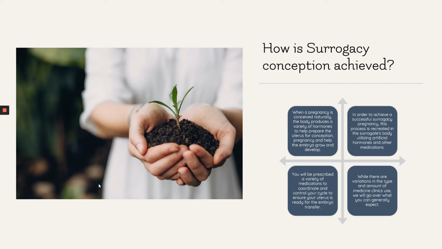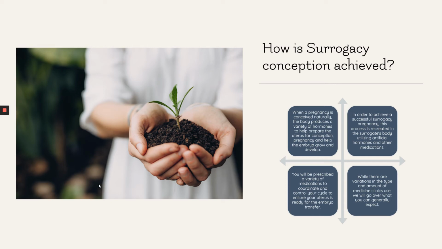How is surrogacy conception achieved? When a pregnancy is conceived naturally, the body produces a variety of hormones to help prepare the uterus for conception and pregnancy, and help the embryo grow and develop.